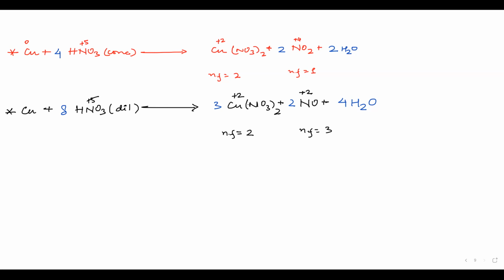Sir, wait, how did n factor become 3 on the side? See, what is the oxidation state here for nitrogen? 5. What is the oxidation state here? Yes, sir, clear. Clear. अरे बस देख लिया कीजिए.